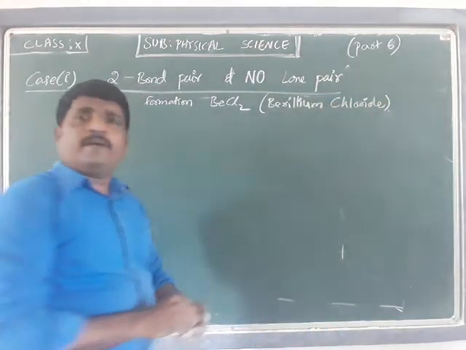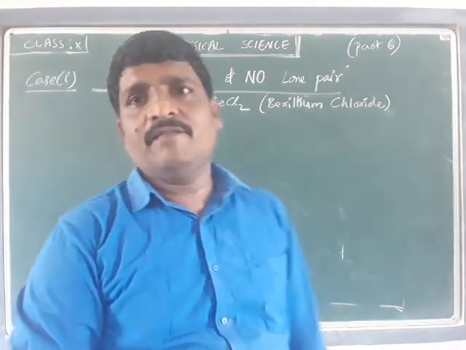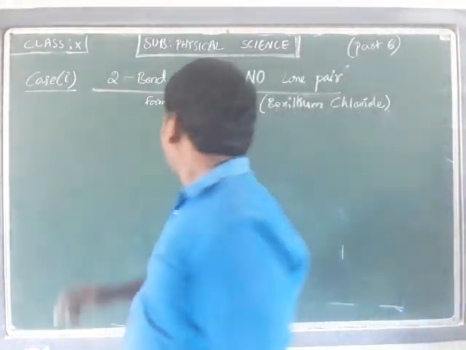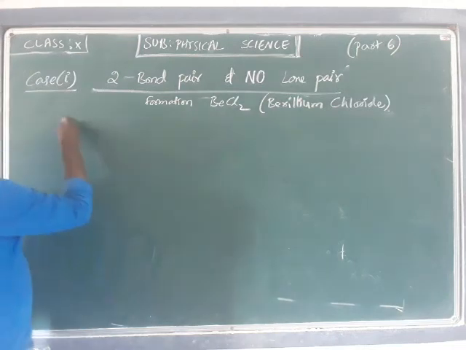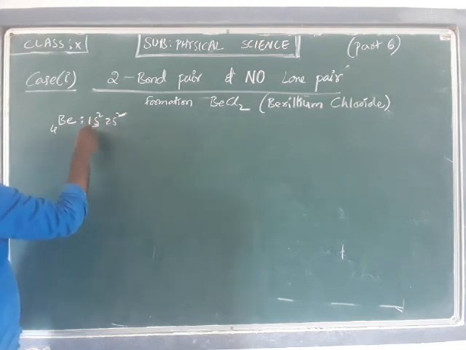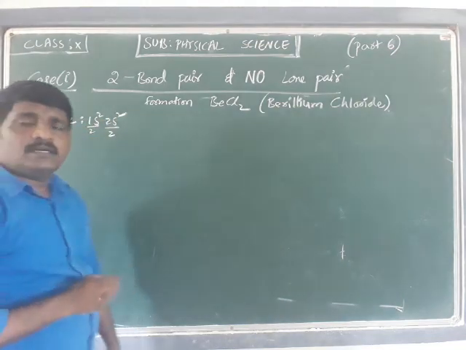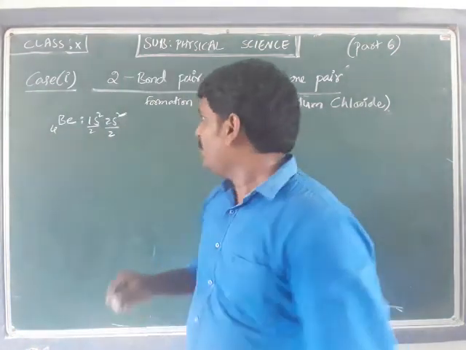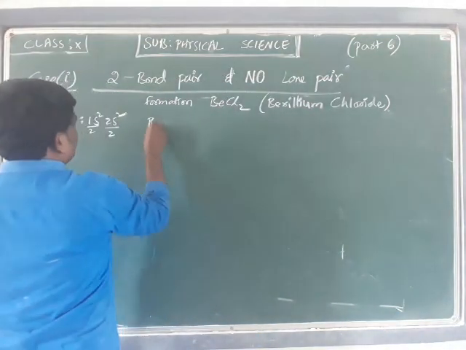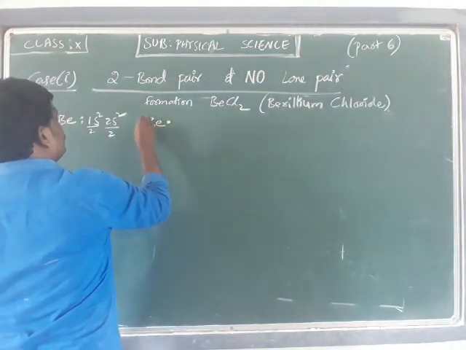So the formation of beryllium chloride, if you try to understand, we will get the clarity. Beryllium, Be, atomic number 4, that is 1s2, 2s2. First shell 2 electrons, second shell 2 electrons. So there are 2 electrons in the beryllium. So if I write Be, I can write 2 electrons here.